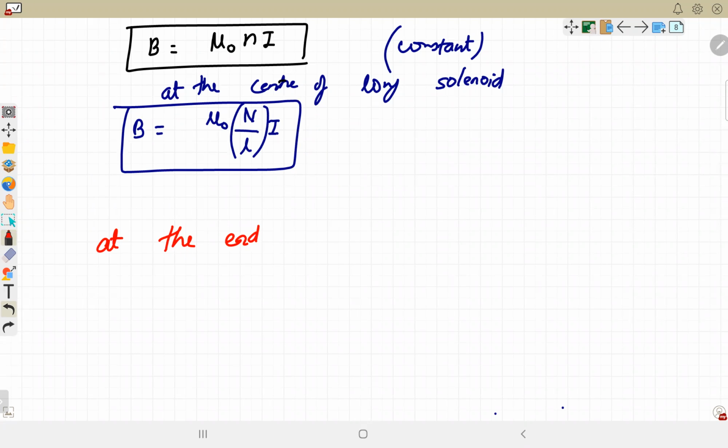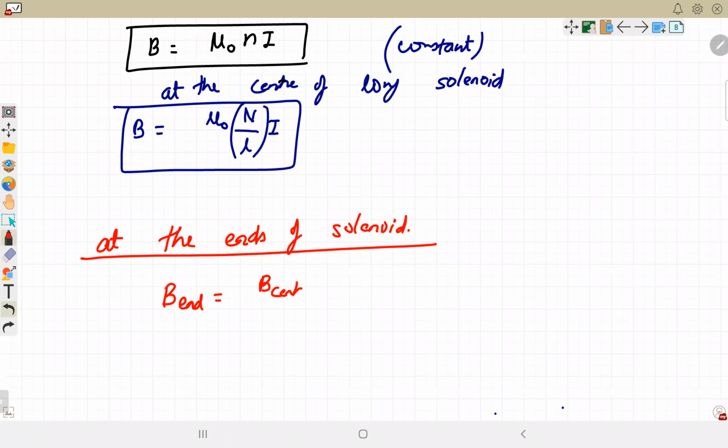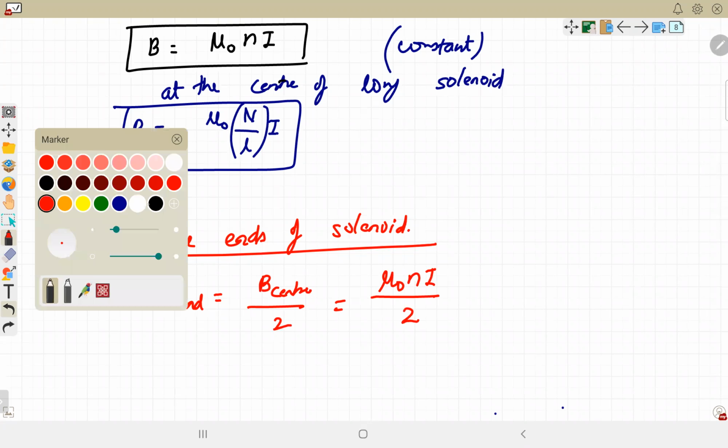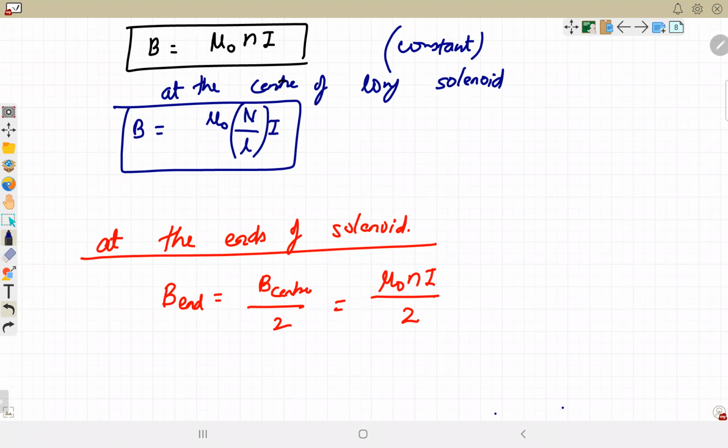जब हम solenoid के end पे जाएंगे, then only one side of the solenoid is infinite loop. So अगर हम integrate करते हैं तो ends पे जो magnetic field आती है वो center की half आती है. Mu naught nI by 2. Center से surface की तरफ जाएंगे तो total magnetic field will decrease, it becomes half, exactly half. Magnetic field at the end is half of the center.